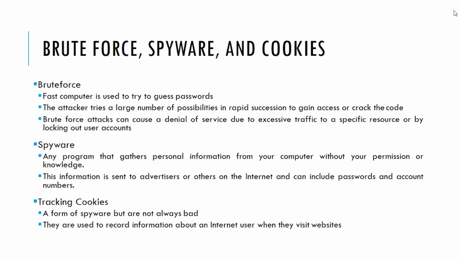Tracking cookies are a form of spyware, but are not always bad because they are used to record information about internet users when they visit websites. You visit a website, and the tracking cookie in the code of the website tracks some of your information, your age, your gender, your country, your place of residence, in order to help advertise the right products that may interest you according to age, gender, and place of residence.